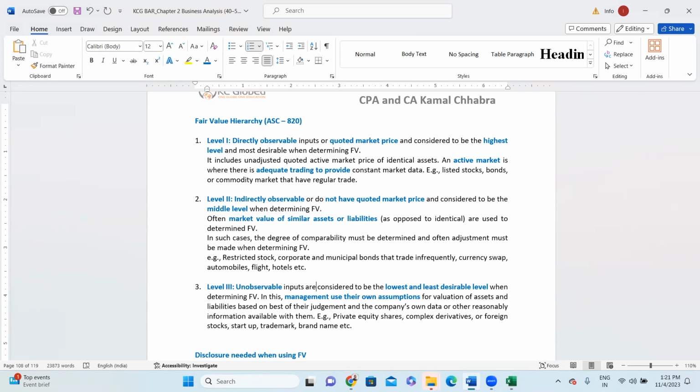I'm not sure about the second, so there is a little doubt. First and second, there's a difference. In the first, you have an active market and you can check the price from the stock exchange directly. Second is you do not have an active market like a stock exchange, but you have certain similar or identical products.